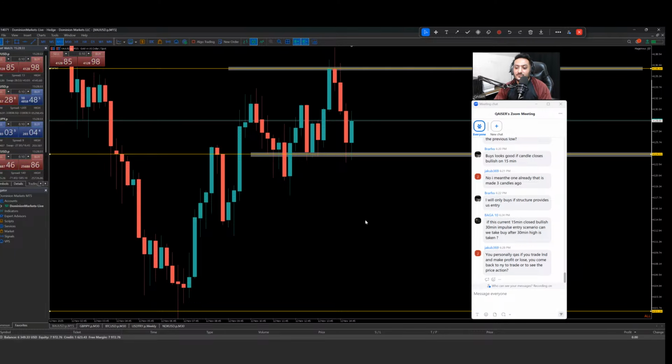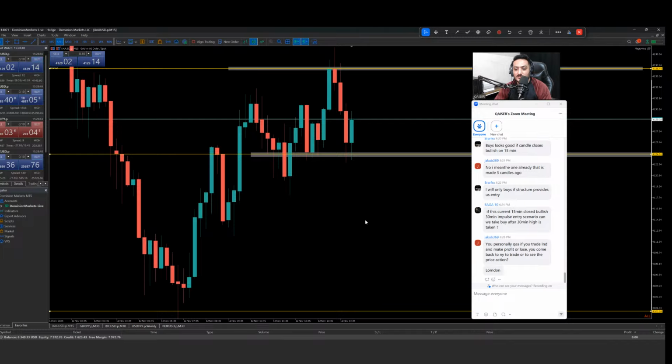Do you personally cash out if you trade and make profit or loss? Come back to trade, and where to trade? London. So you took a loss in London. It depends on the loss. If I lose 2% completely in the London session, there's no way I should come back to fight for my 2%. I need to leave the chart for that day.